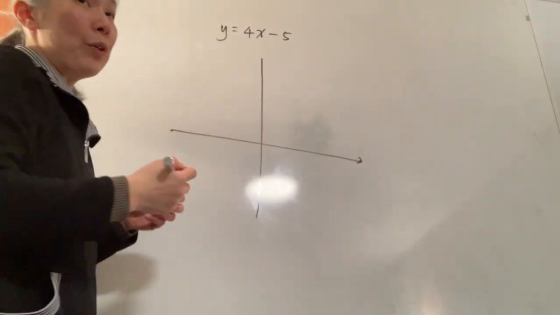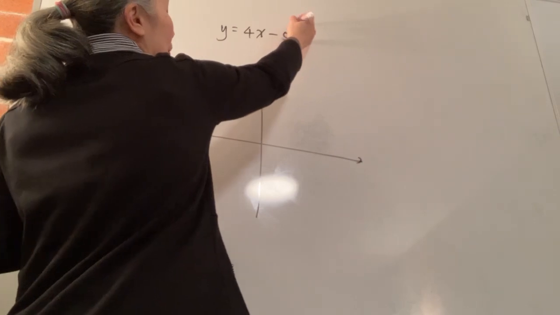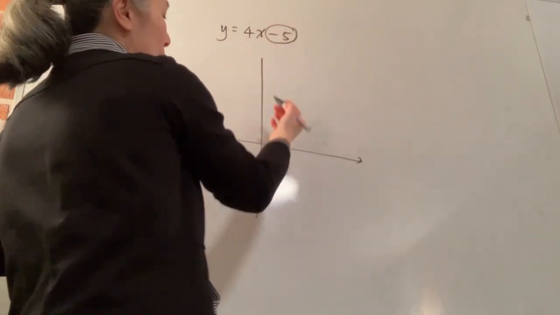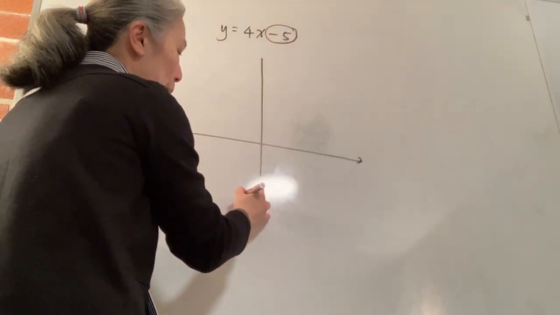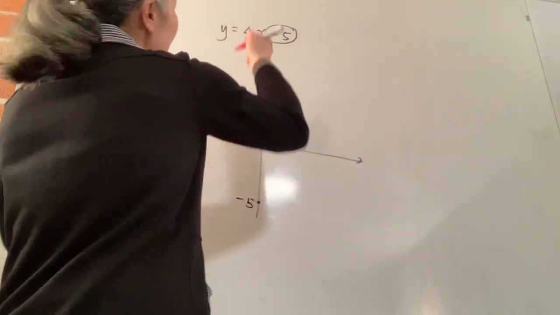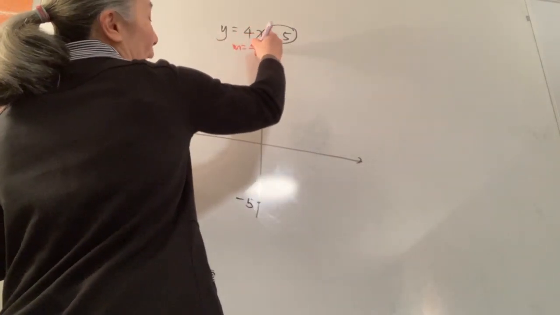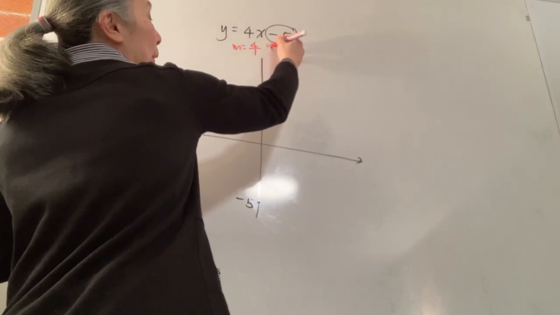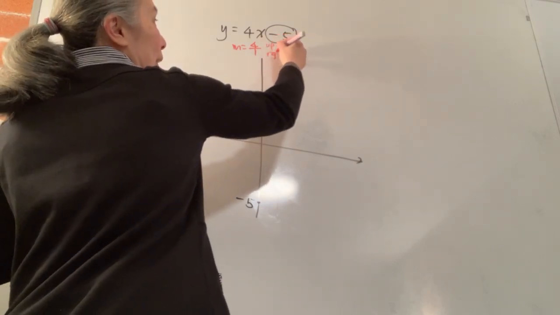Okay, so you know the y-intercept is minus 5. This one you start with the y-intercept. So you go to minus 5 and put a dot in here. This is where you start. And then the gradient, your m, is 4 over 1. So this is go up, this is go to the right.